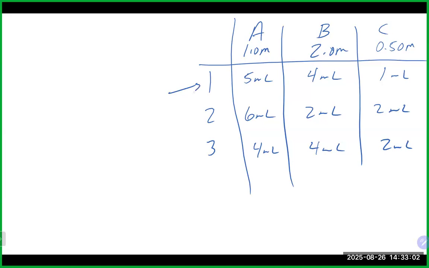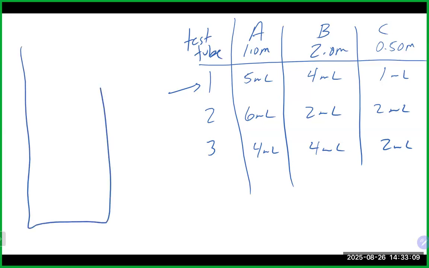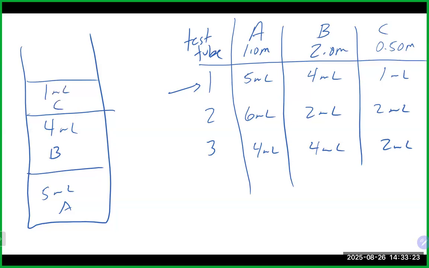So let's just take test tube number 1, right? I'm going to take test tube number 1 and I'm going to make it. I'm going to put in there my 5 milliliters of A. I'm going to put in there my 4 milliliters of B. And I'm going to put in there my 1 milliliter of C, not drawing to scale. Right. So now I want to know, what is the concentration of A? What is the concentration of B? And what is the concentration of C in that test tube?